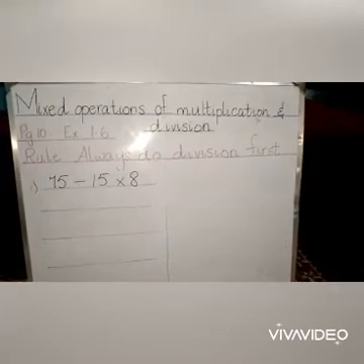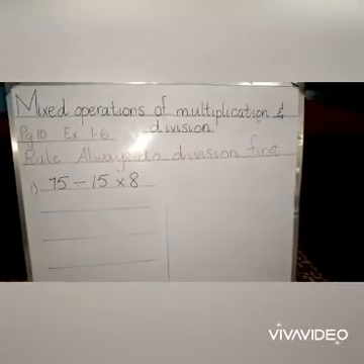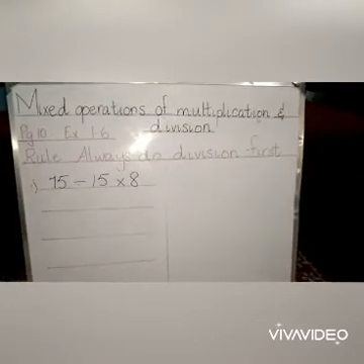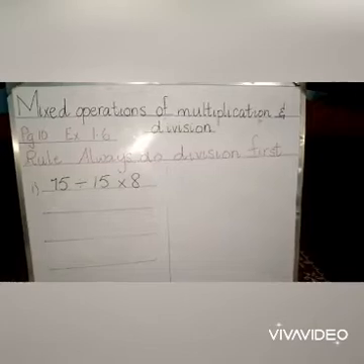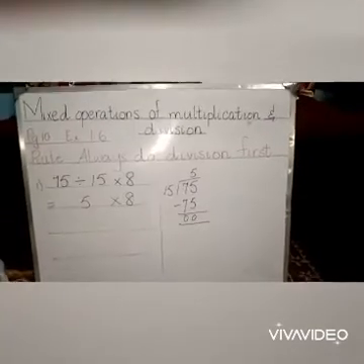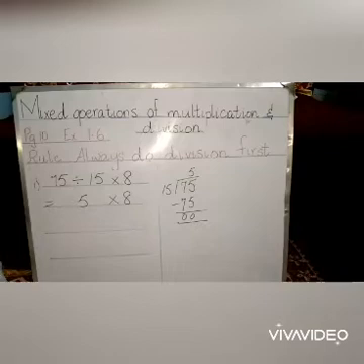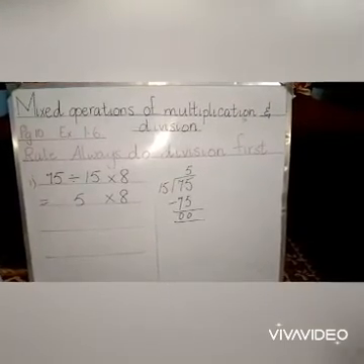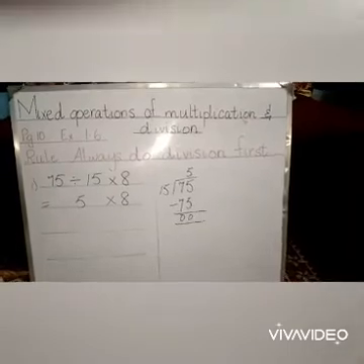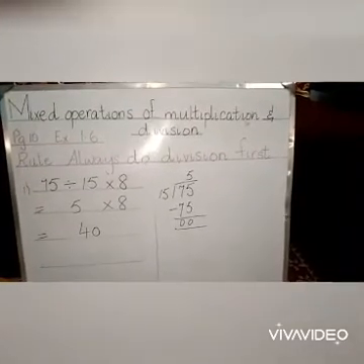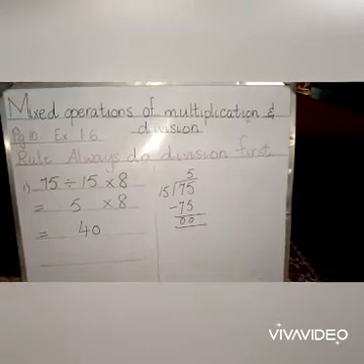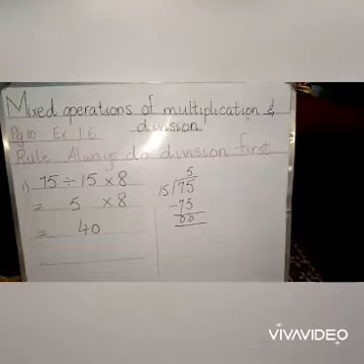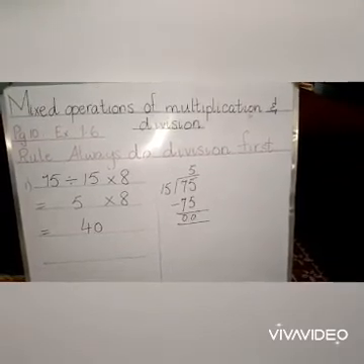So here again, simple, we have to divide first, 75 by 15, and then we will multiply the answer by 8. So 75 divided by 15 is 5. This is the answer of division. Now we are going to multiply 5 and 8. So 5 eights are 40. So I will repeat the rule again. Whenever we get mixed operations of multiplication and division, we always do division first and then we multiply.